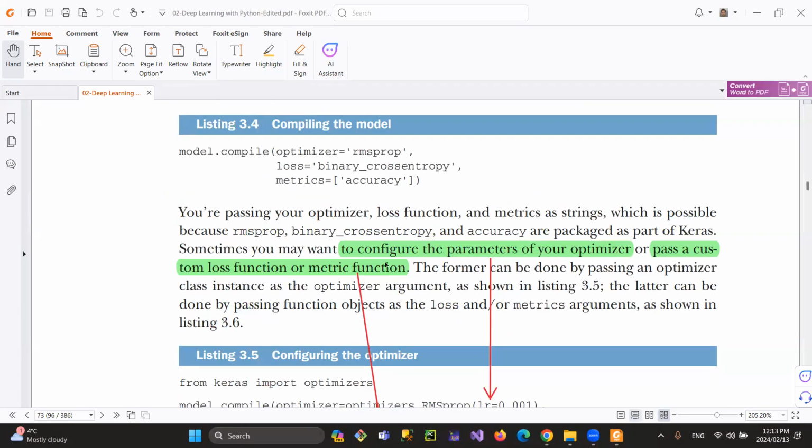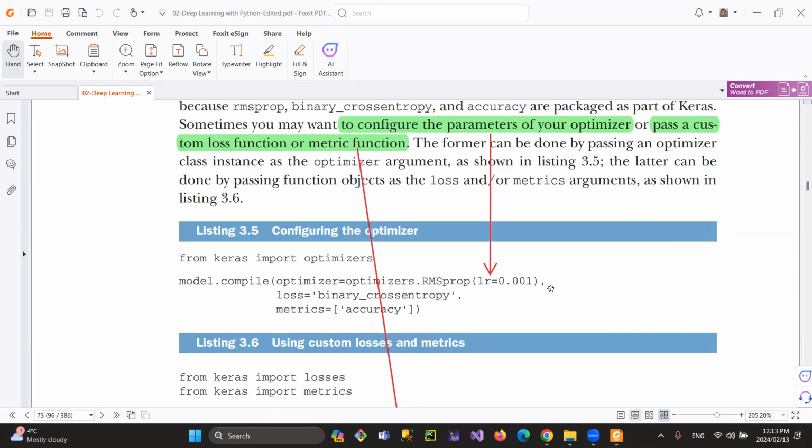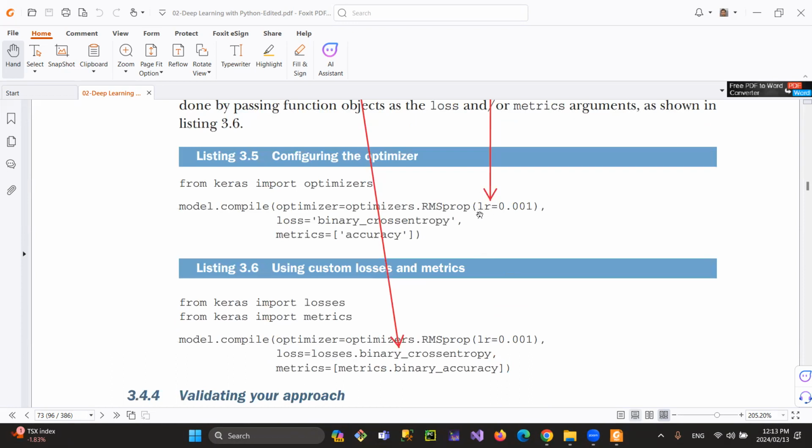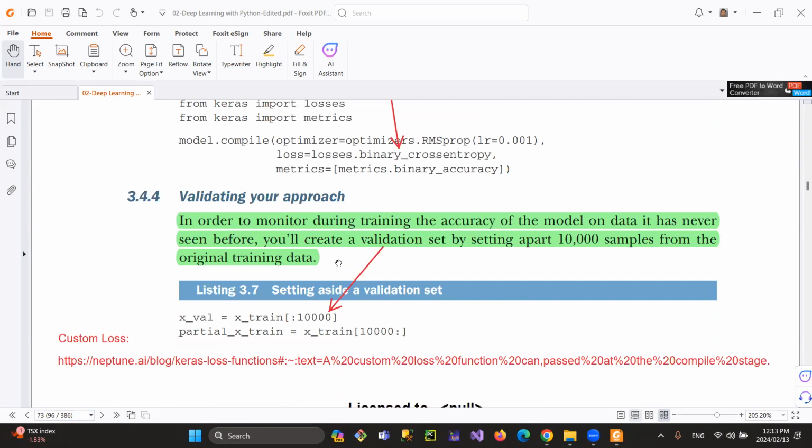The next part says to configure the parameters of your optimizer, you can just pass RMSprop. Actually, this is the deprecated version. In the newer version, we need to use the full word instead of the abbreviation. And we just talked till this part.